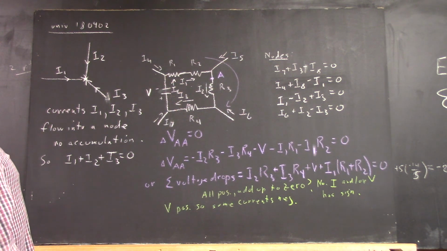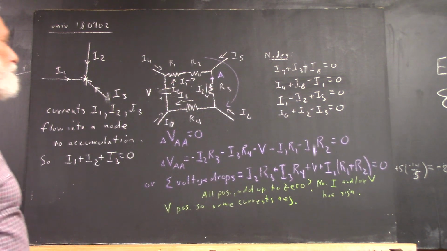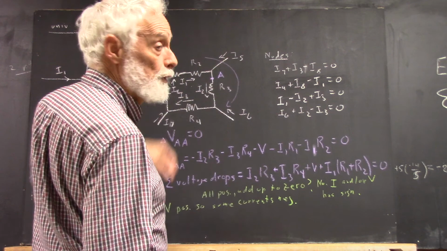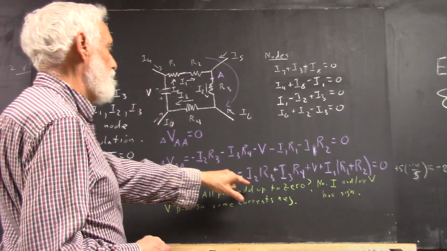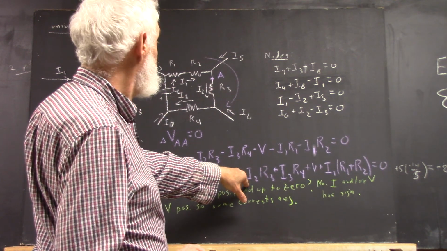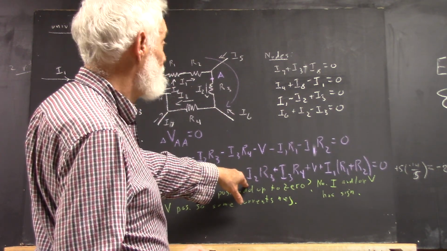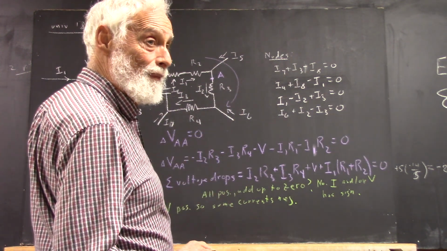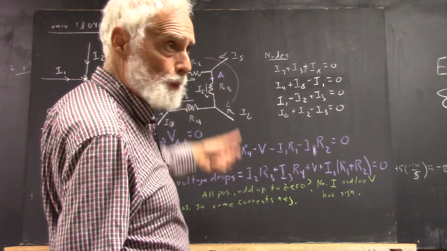Then we have the equation representing the loop, right? Which is this. Okay? That's only 5 equations. We've got 8 unknowns. Okay? So what do we do about that? Well, we'll talk about that later.